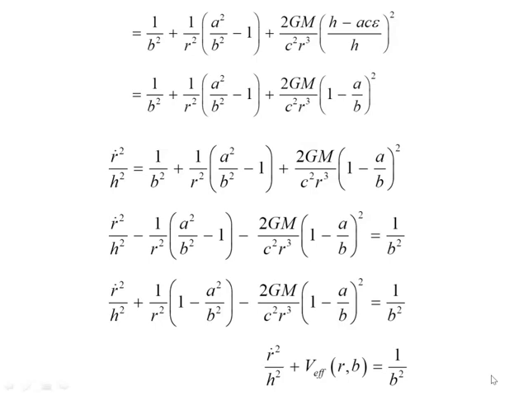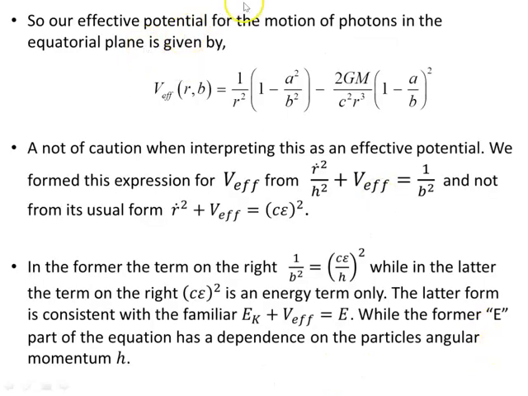A little bit of caution needs to be taken with respect to this so-called effective potential. Okay, so our effective potential for the motion of photons in the equatorial plane is given by this object here. Now a note of caution, my apologies, when interpreting this as an effective potential. We form this expression for V effective from R dot squared over H squared plus V effective equals 1 over B squared, and not from its usual form R dot squared plus V effective plus this energy term here.